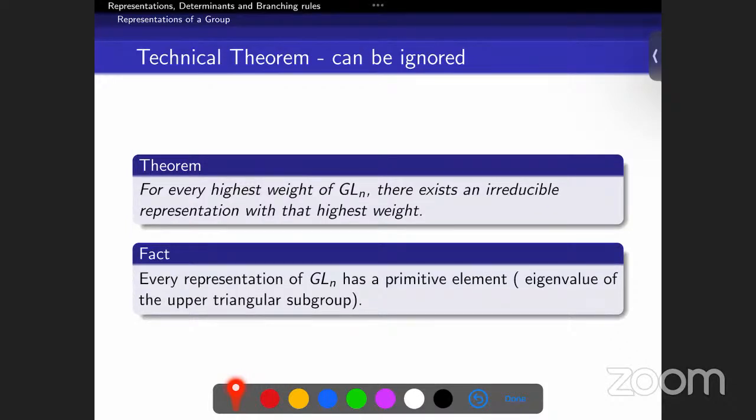So I'll be using two techniques. There would be some technical theorems here and there, which for most reasons and purposes can be forgotten. Just remember this word, highest weight. For every highest weight of GLn, there exists an irreducible representation with that highest weight. Okay, fine. There's something called a highest weight. And here's a fact: every irreducible representation of GLn has a primitive element, which can be thought of as nothing but just an eigenvector.